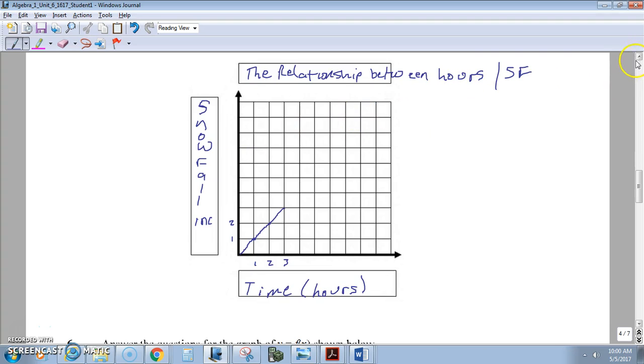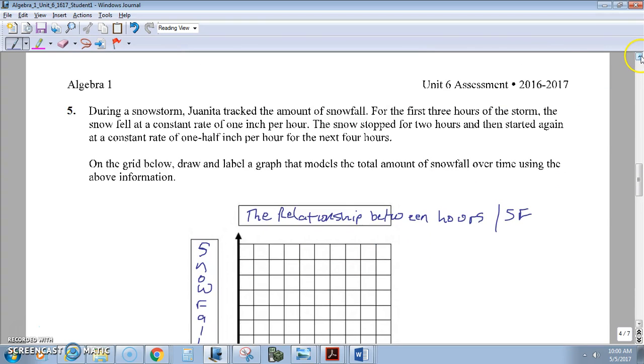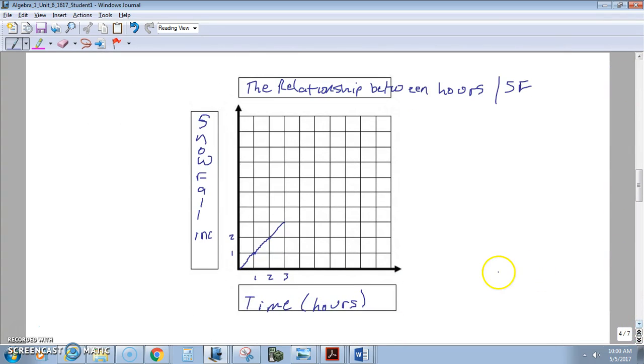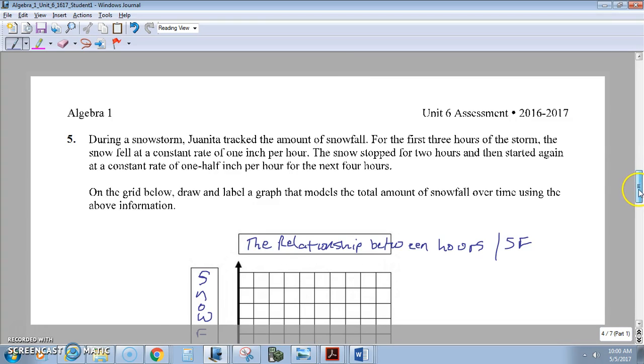Then it says the snow stopped for 2 hours and then started again at 1/2 inch per hour. So it stopped for 2 hours. So then my snowfall is just going to stay here. It's not going to get any more, right? I think it was just 2 hours.